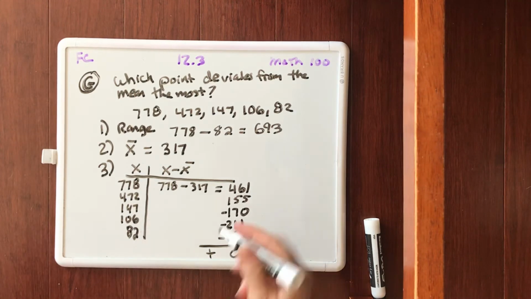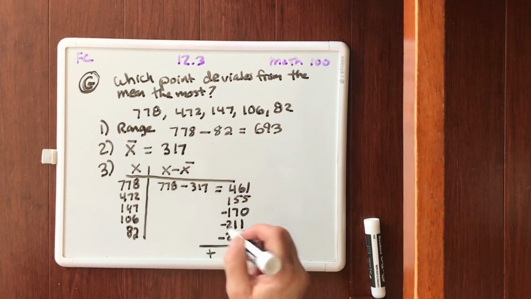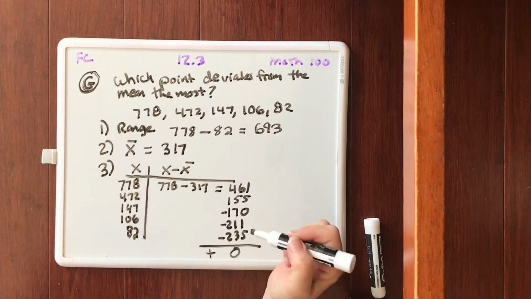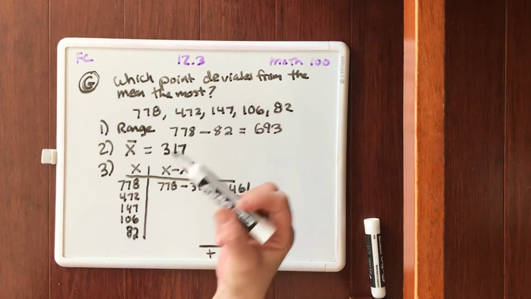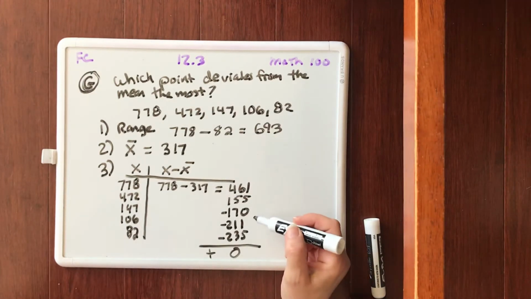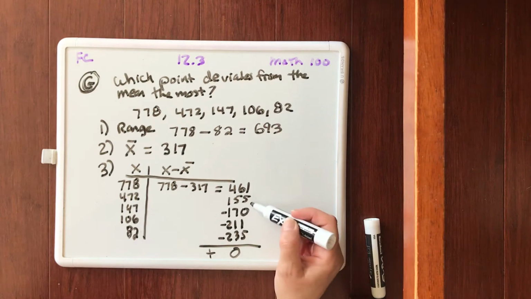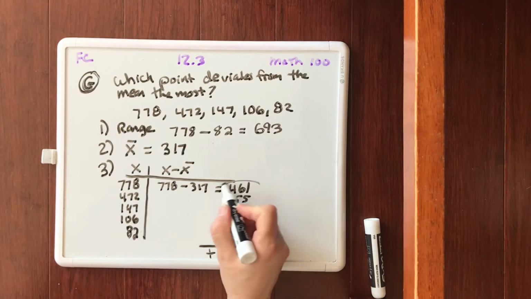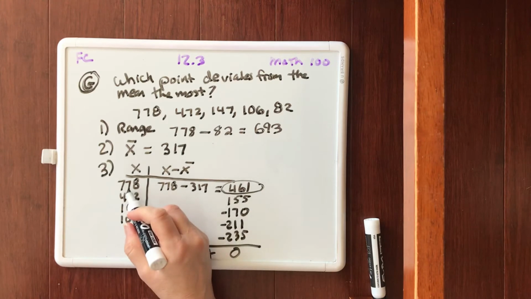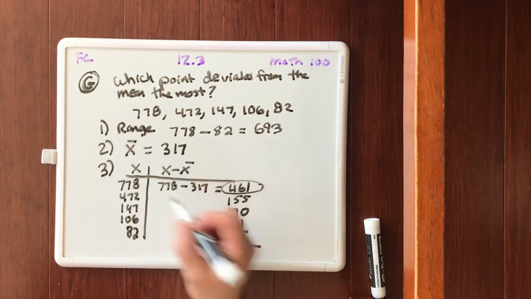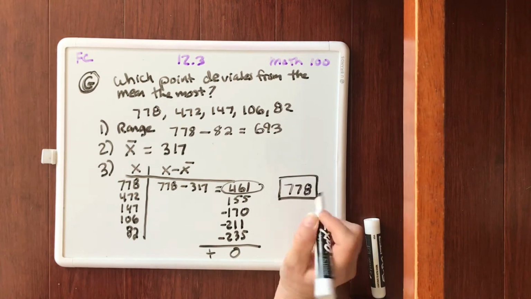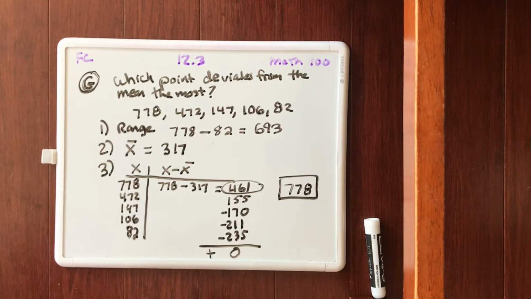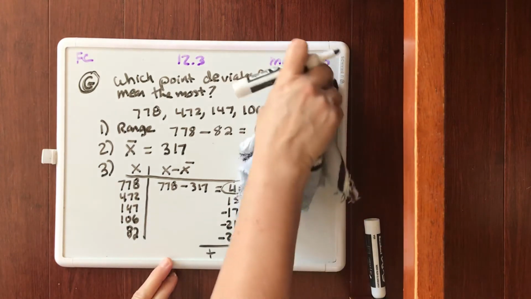Okay, because when we add them, there's no way to say what the average deviation from the mean is. But before we do that, let's answer our question: which data point deviates from the mean the most? So which number is greater? It doesn't matter if it's negative or positive. Which number is greater of all of these numbers? This one's the biggest one. So 778 deviates the most from the mean. So the answer would be 778. All right. So once again, when we add these up, it equals 0, so there's no way to find the average of the deviations from the mean.